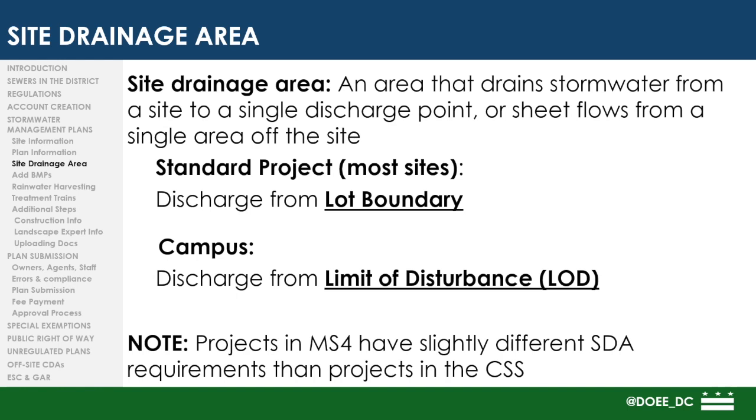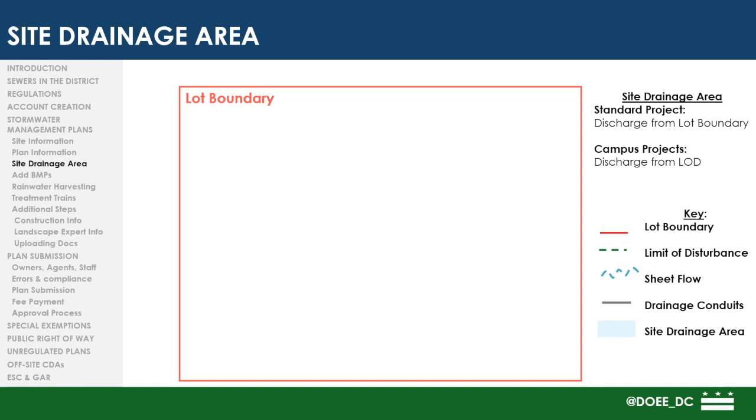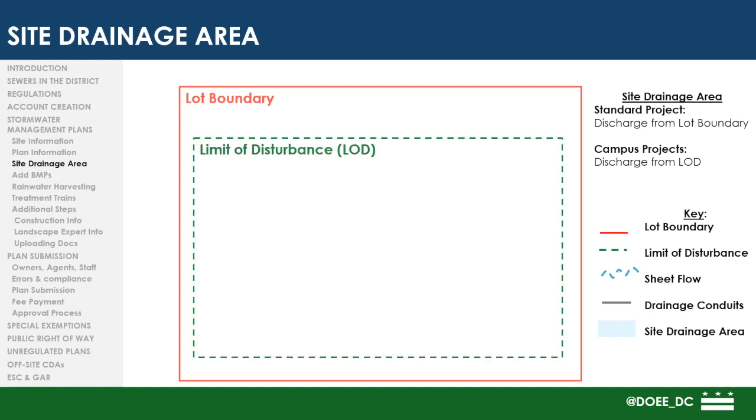Please note that projects in the MS4 have slightly different SDA requirements than projects in the combined sewer system. To help clarify, let's do an example. You've got a parcel of land with a lot boundary represented by this red box. For this example project, the limit of disturbance is outlined by this green dashed line. For the purpose of a stormwater management plan, this is the regulated area.